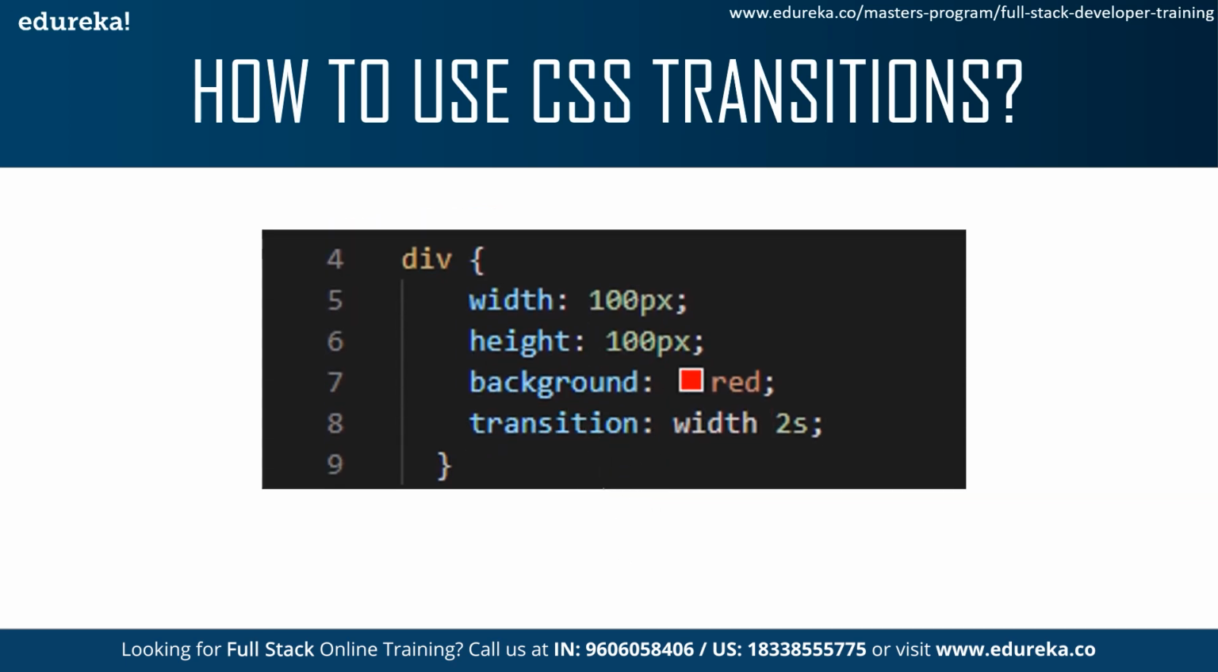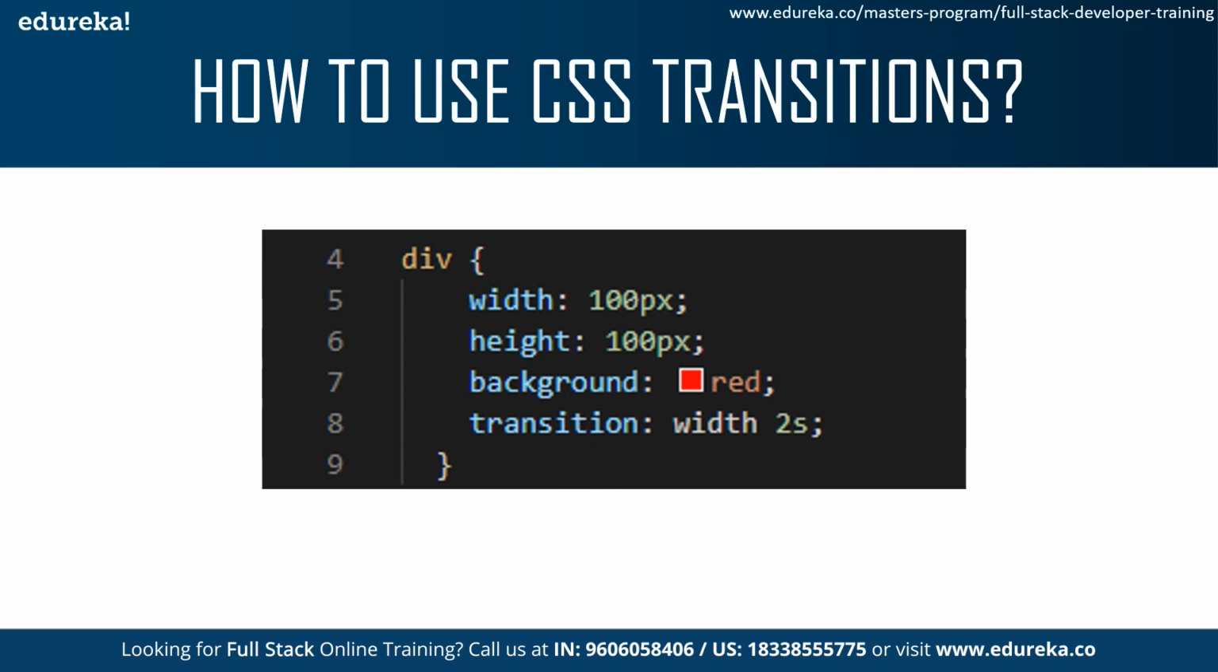Now, let's take a look at an example. Say you want to display an image of 100 pixels with a transition time of 2 seconds. You can specify a div element, and for this div element you can specify properties like width, height, background, transition, etc. The transition effect will start only when the specified CSS property changes its value.